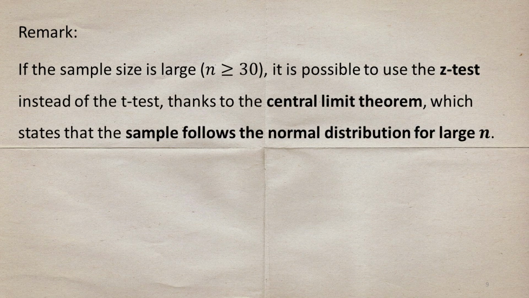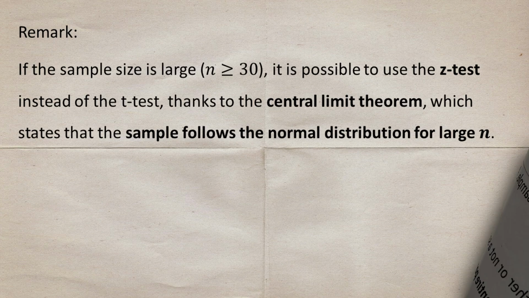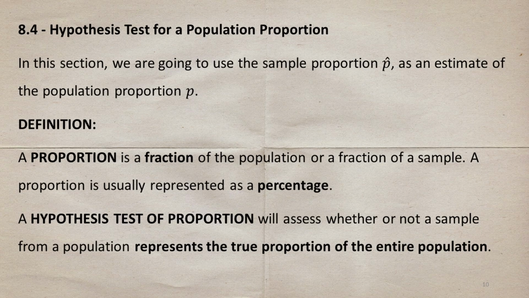Please keep in mind the following important remark. If the sample size is large, or n greater than or equal to 30, it is possible to use the z-test instead of the t-test, thanks to the central limit theorem, which states that the sample follows the normal distribution for large n.